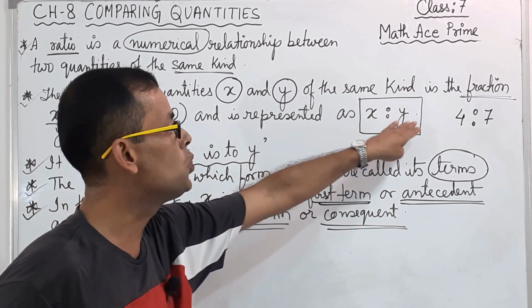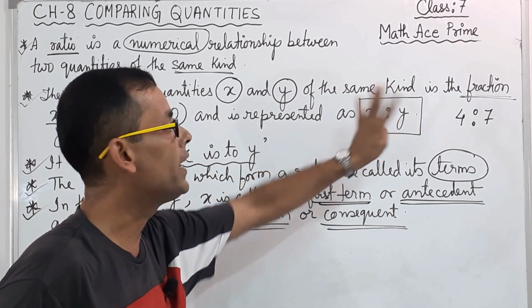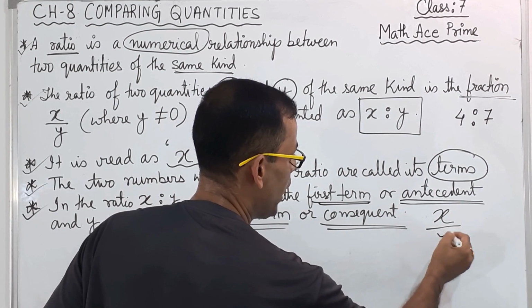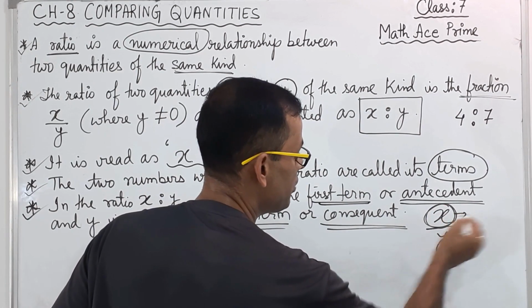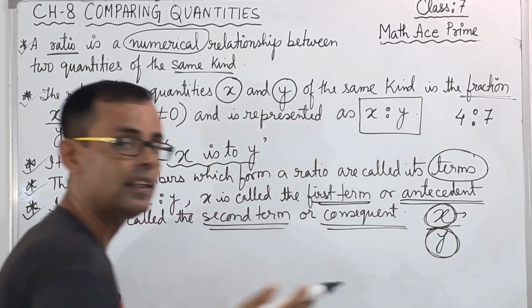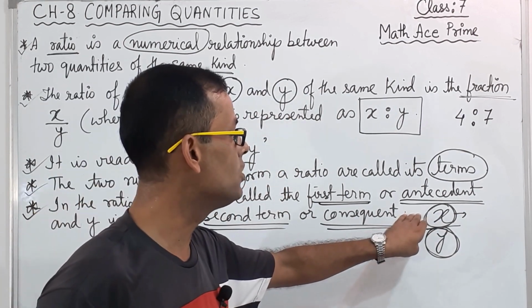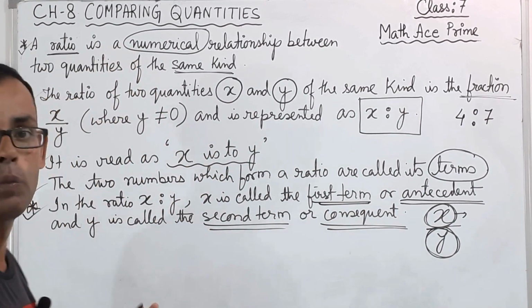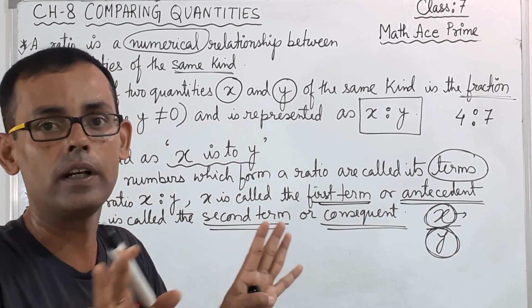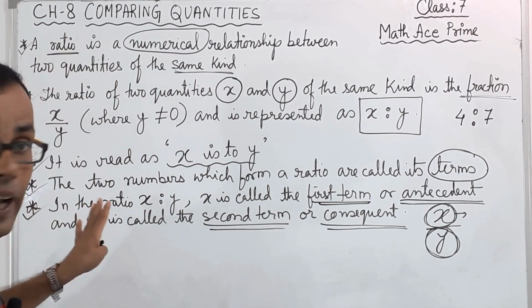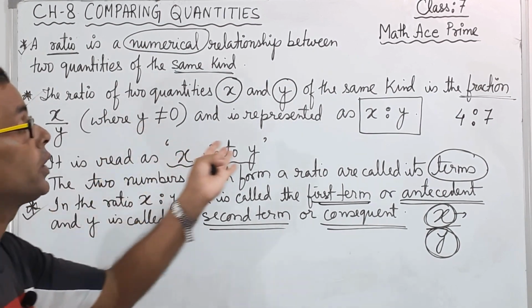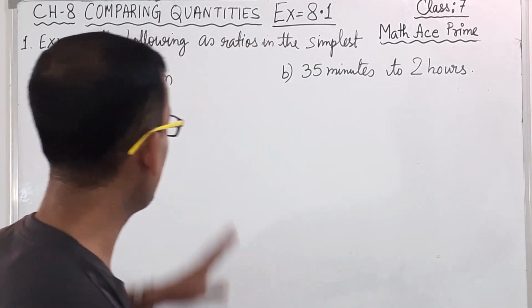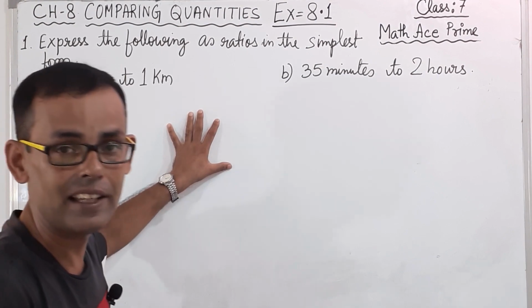So x is to y, x is called the first term and y is called the second term. If I write suppose x by y, then this x is known as what? First term, and this y is known as what? The second term. Or we can say x is known as antecedent and y is called consequent. Up to this much I hope all the students have understood what a ratio is, how to express it, how to say it. Yes, x is to y. Clear?